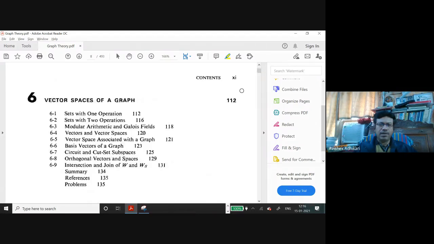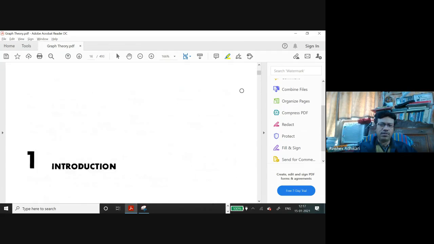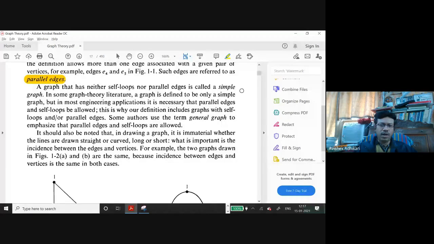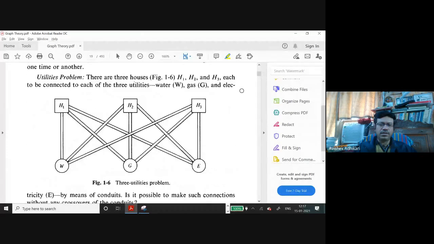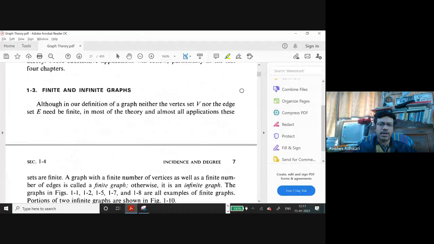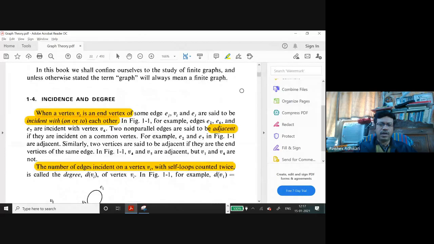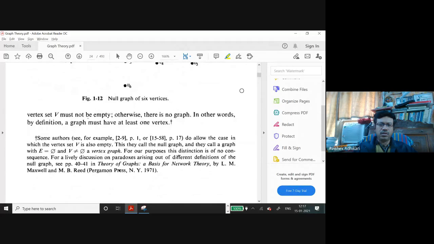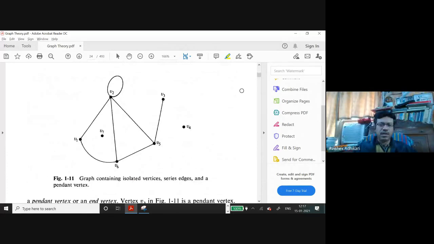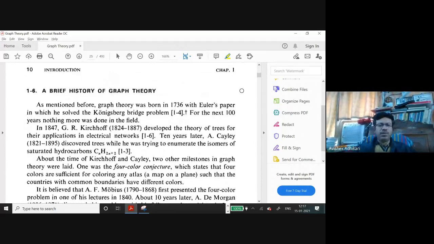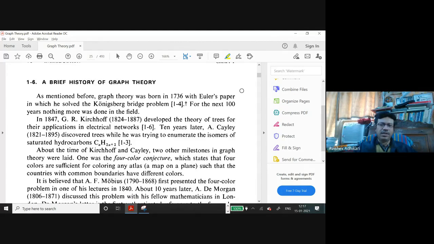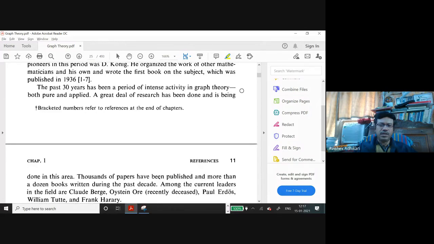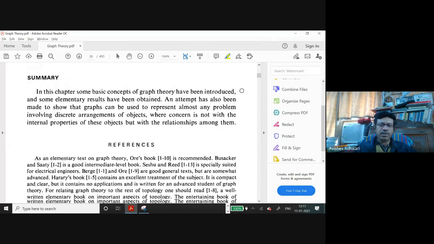In today's class, I have not done much. I have basically done the introduction part. Please have a look at chapter 1 up to finite and infinite graphs, incident. I have done up to this part. So please have a look, before that, at a brief history of graph theory, up to page 10 of this chapter. You can also study the basic history of graph theory, which is sometimes interesting. So basically the first part of the first chapter.